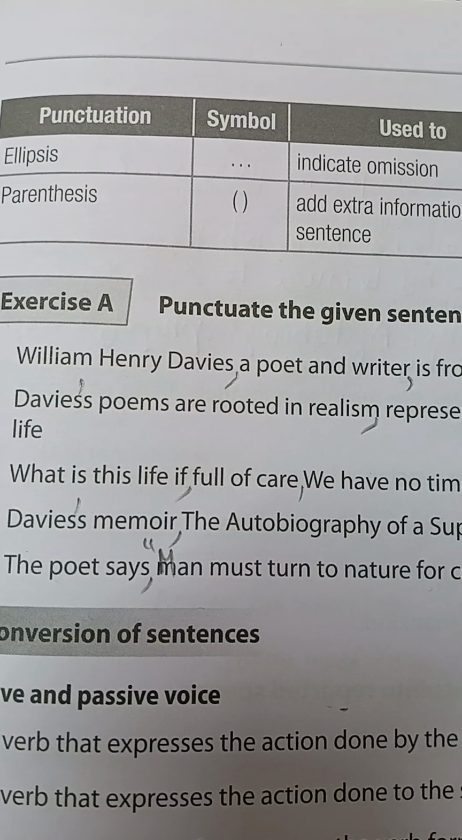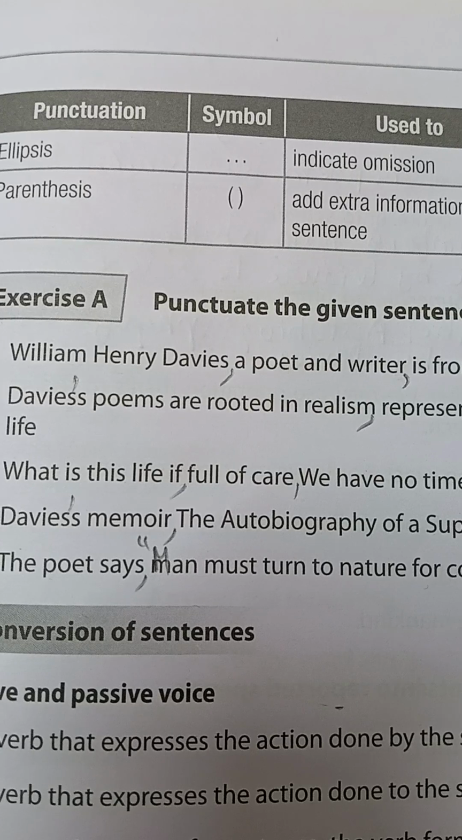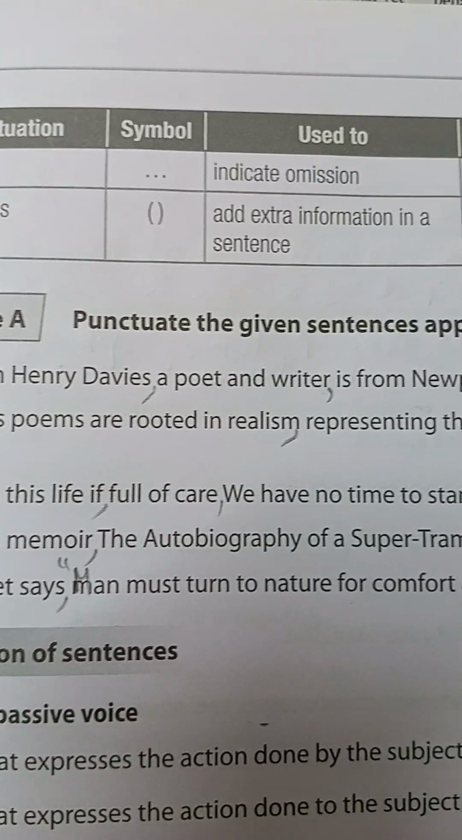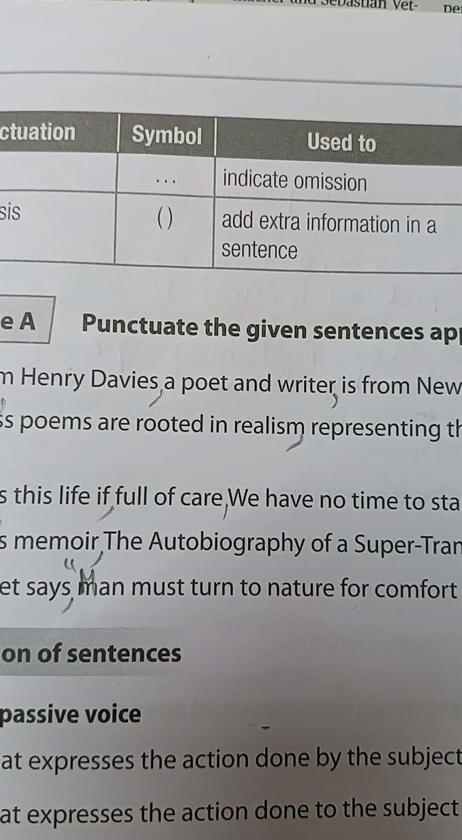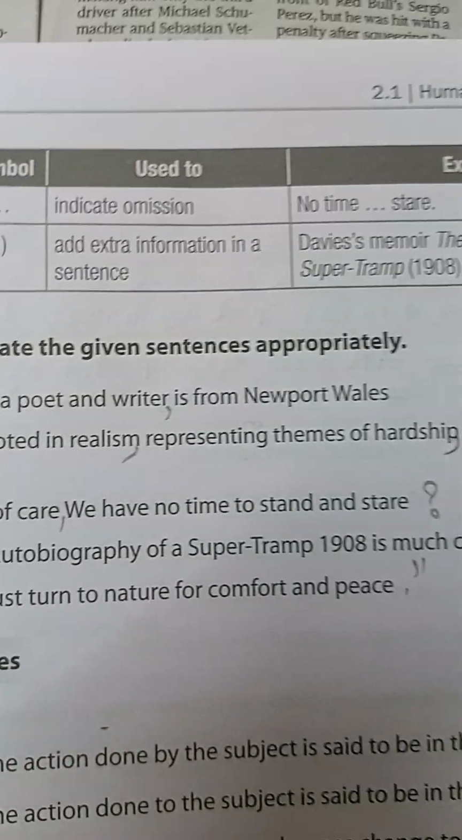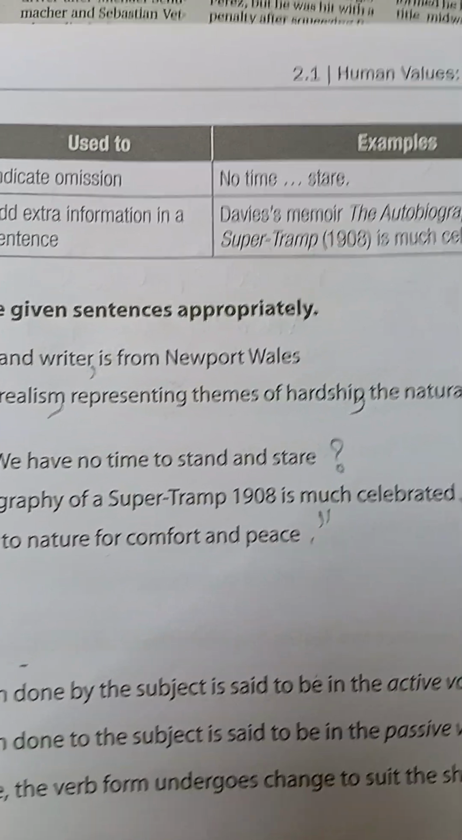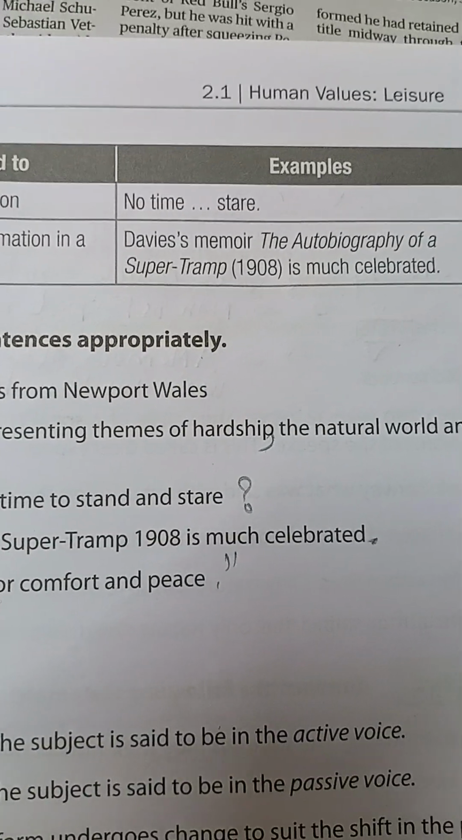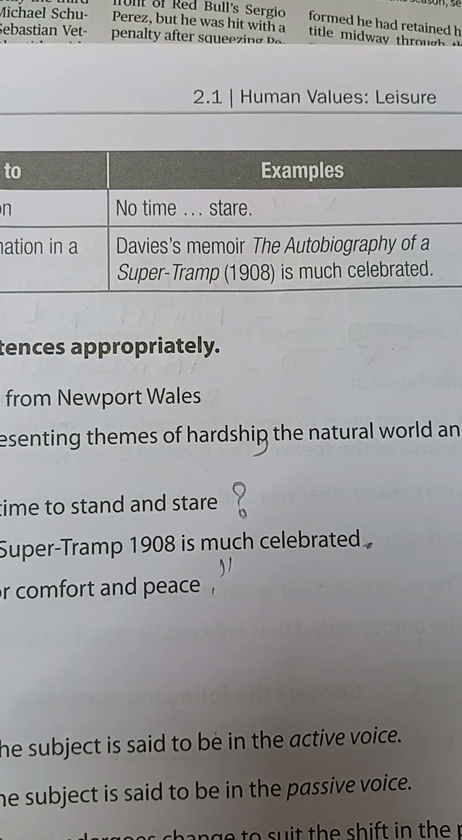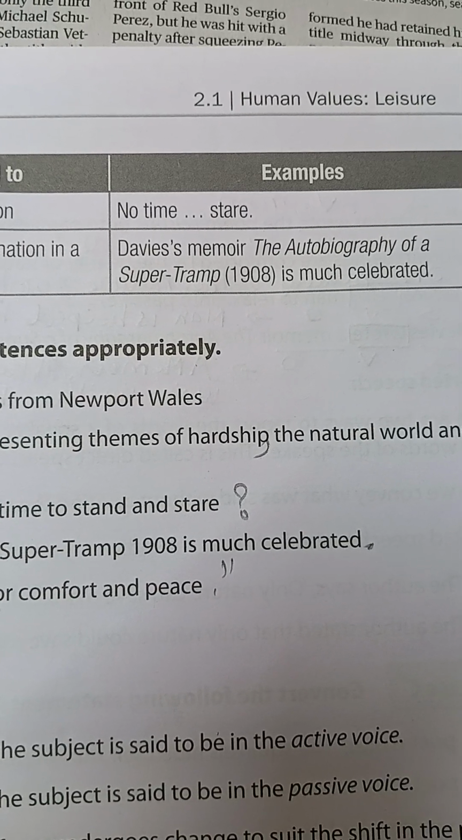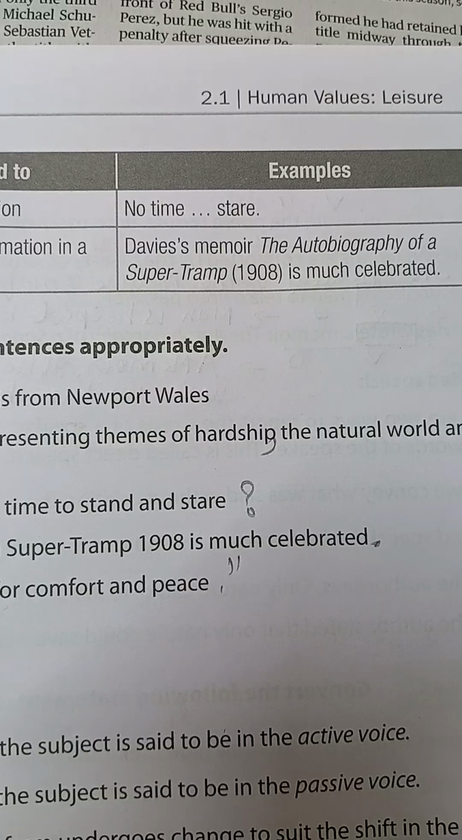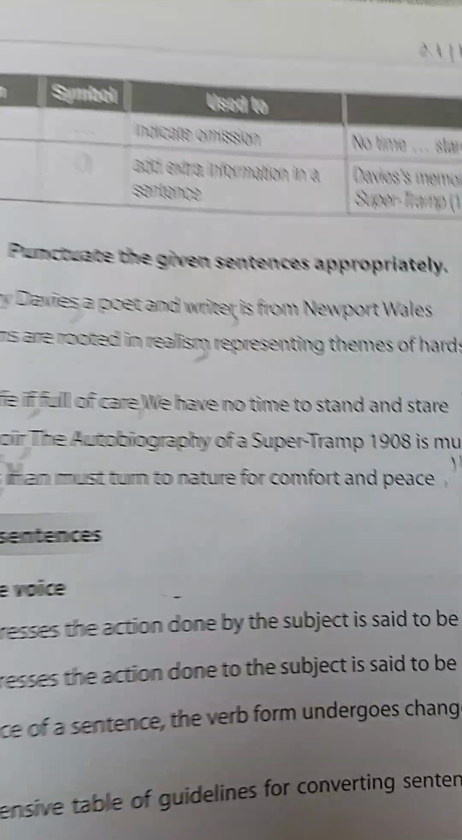And then we have parenthesis. You can see the brackets, okay, the open and closing brackets add extra information in a sentence. So you can add them and put that extra information in, like you can see the example also given for you. Supertramp, that is released in the year 1908. You can see that bracket, so it's extra information added. So let's see the punctuation marks for you in exercise A.